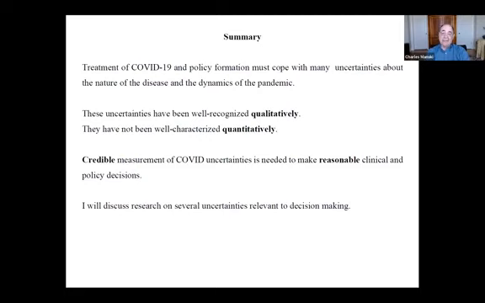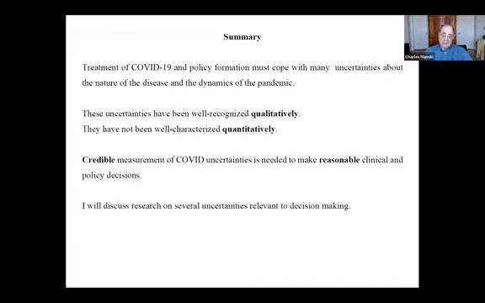And I think we really need to measure these uncertainties if we're going to make good decisions. The good decisions would be both at the clinical level for doctors treating patients and at the macro level for public policy. If you see the slide, I put two words in bold here. It's not enough to measure the uncertainties. It has to be credible measurement of the uncertainties, so that you really believe what's being said. And I also talk about making reasonable decisions. That's very intentional because I think it's much too much to hope that we can make optimal decisions. Economists love to think about making optimal decisions, but that's really asking too much.